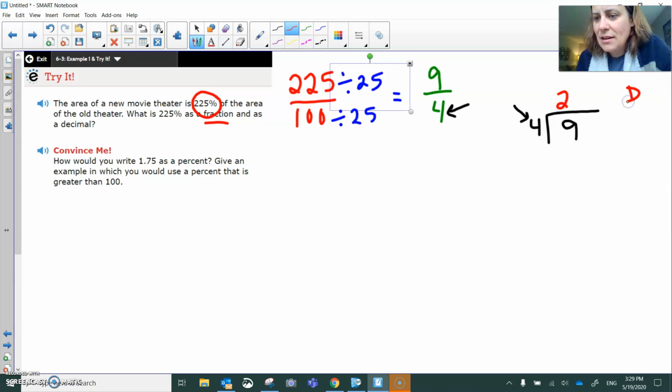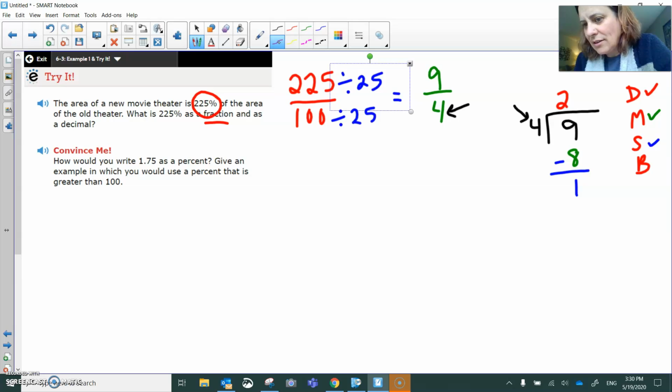Remember, it's divide, multiply, subtract, bring down. So the division, I can take 4 out of 9 twice. Now I'm going to multiply. 2 times 4 is 8. And now I'm going to subtract. 9 minus 8 is 1. And then finally, I'm going to bring down. There's nothing to bring down there, so I'm going to put in a decimal point and put in a 0 and bring that down. Notice I haven't changed the value of 9, it's just now I'm calling it 9.0.